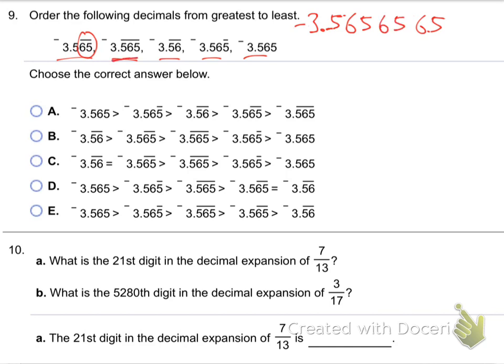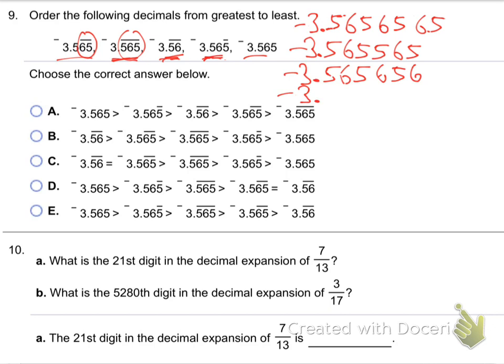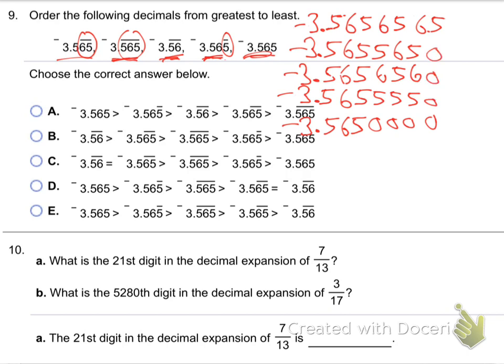Okay, the next number is minus 3.565, just repeats forever. 5, 6, 5, 5, 6, 5, forever. This next one is minus 3 and then the 5, 6 repeats forever. 5, 6, 5, 6, 5, 6. The next one is minus 3.56, and then the 5 repeats forever. 5, 5, 5, 5. And the last one is minus 3.565. That's it. And just fill in zeros the rest of the way.